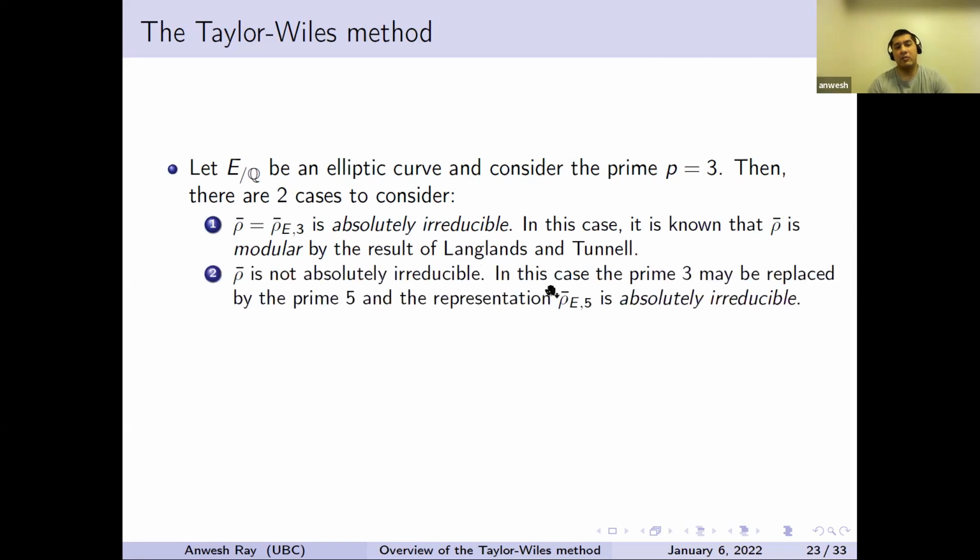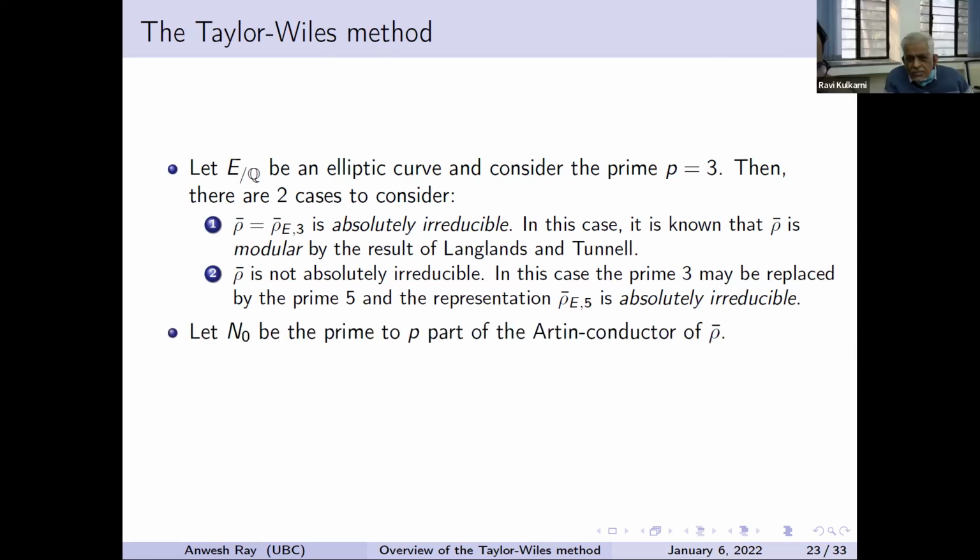In the other case, when Rhobar is not absolutely irreducible, it's due to Wiles that you can replace the prime 3 with the prime 5. When you look at the residual representation at the prime 5, you are actually okay. This residual representation at 5 is modular. This step is called the 3-5 switch. It reduces us to the case where we can assume that Rhobar is modular at the prime P. Being absolutely irreducible or not depends on the particular elliptic curve.